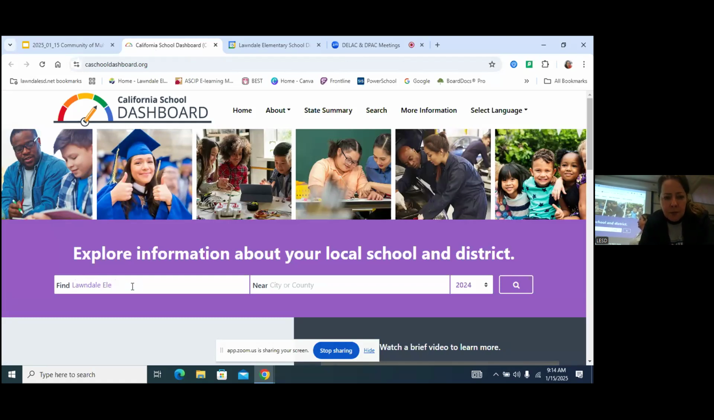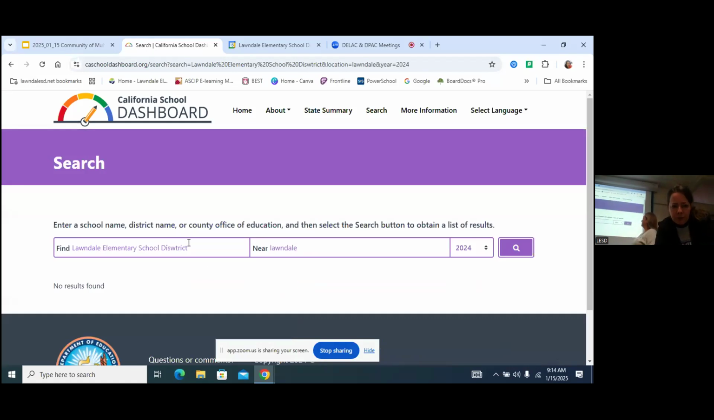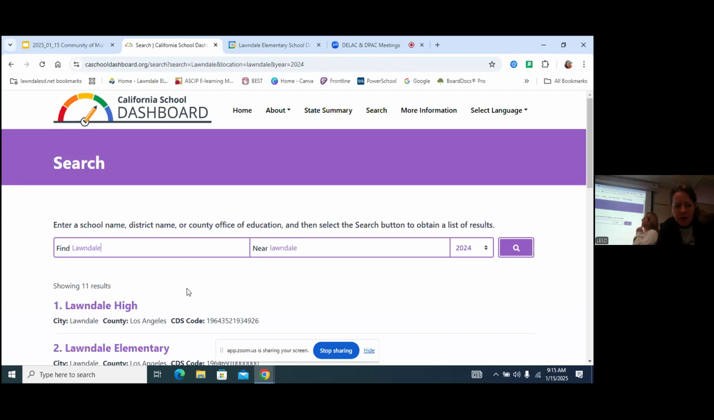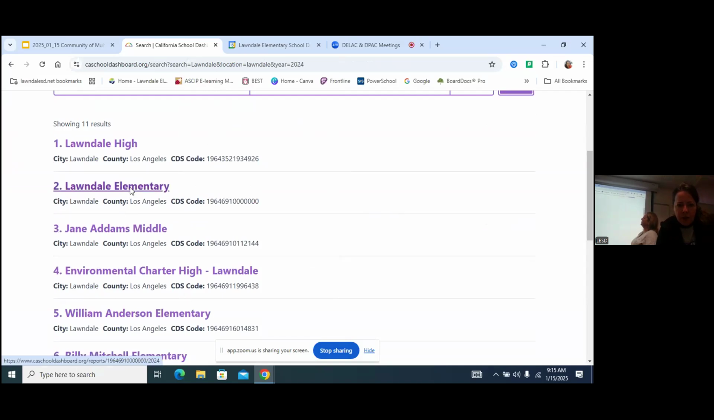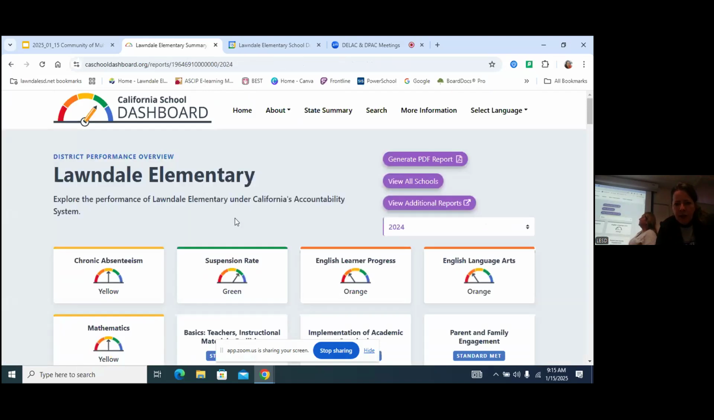Okay. Lawndale Elementary School District. Near Lawndale, and you don't even have to really spell it right, you just get close enough. Oh, because I spelled district, you do have to spell it right. But you can just do like Lawndale, and then all of these things will come up. And then you can hit any of your schools. This is like the district, and it has all of the stuff.